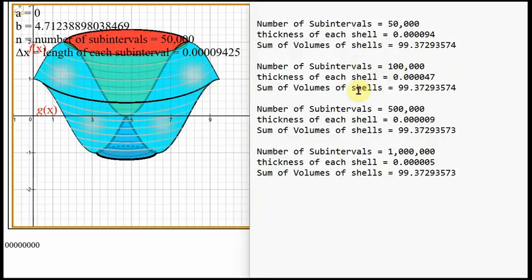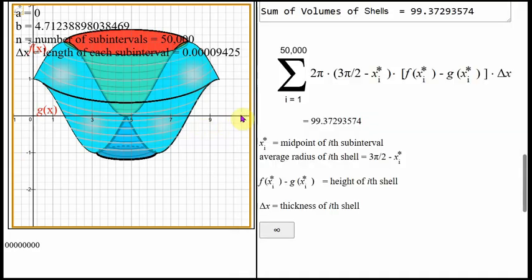If we divide the solid into 100,000 shells, then the sum of the volumes of the shells will be 99.3729. For 500,000 shells, the sum of the volumes will be 99.372935. And for 1 million shells, we get 99.3729. Eventually, to get the exact volume, we need to divide it into an infinite number of shells, like this.